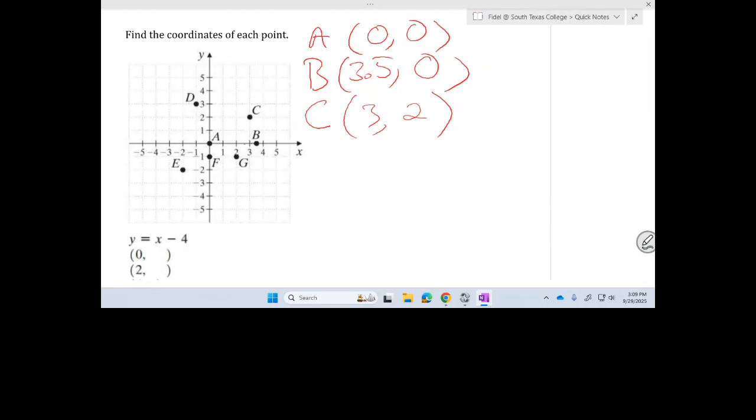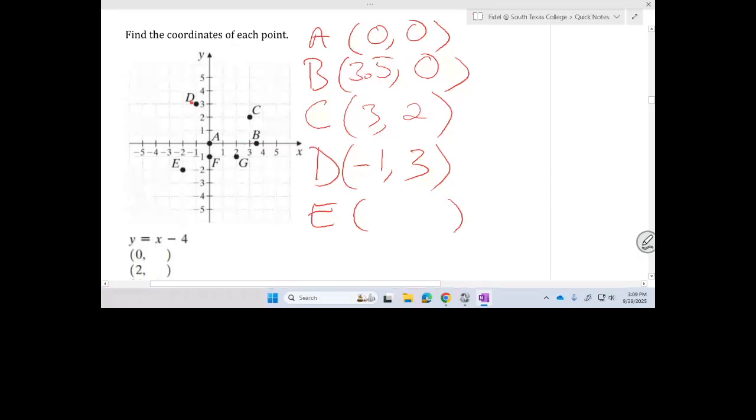Okay. Let's look at the coordinates for point D. D is in dog. Okay. Let's take a look. Here's D right over there. So we went to the left. Looks like we went to the left 1 space. So that's a -1. And then we went up to 3. Okay. Anybody got an idea for the point for E? What are the coordinates for the point E? -2 and what? -2? Awesome.